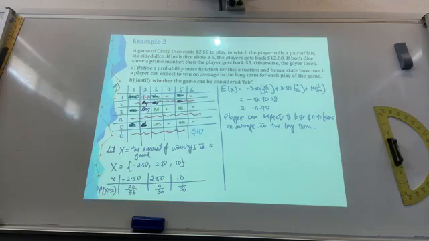The question is expected to win. You're not talking about losing. So expected to win. You lost 90 cents in the long term on average.